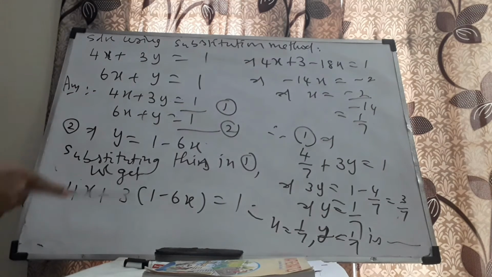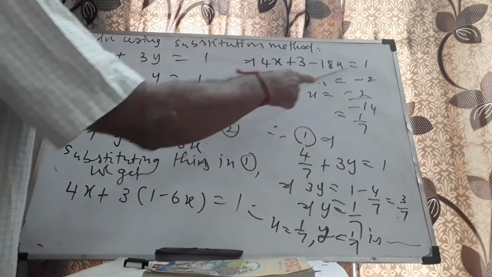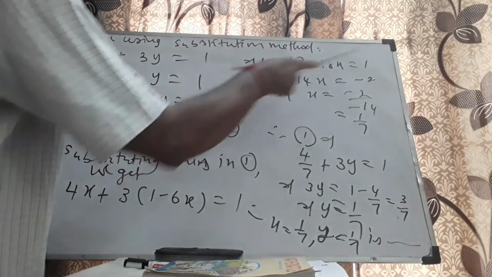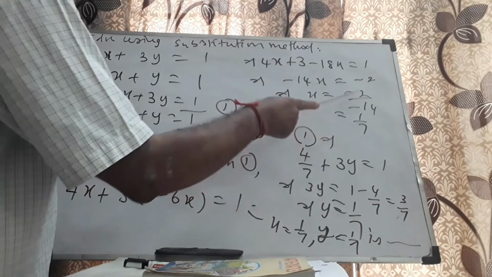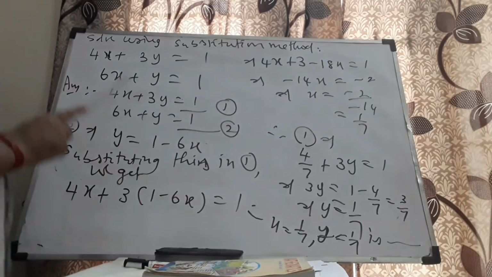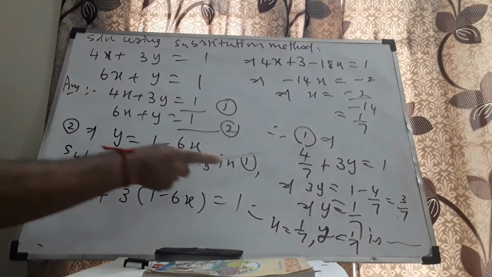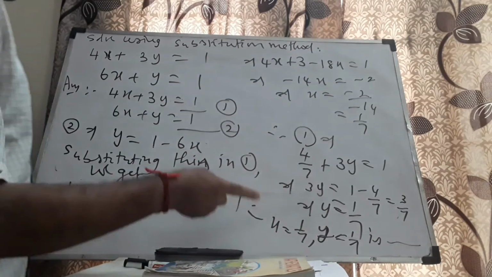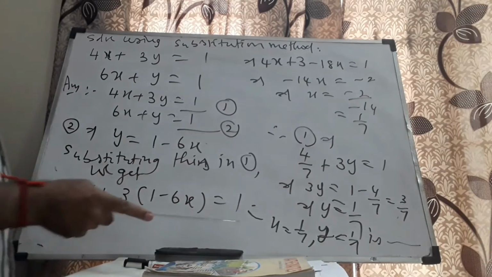Okay. Now 4x plus 3 into 1 minus 6x equal to 1. Now 4x plus 3 minus 18x equal to 1. 4x minus 18x equal to minus 14x equal to 1 minus 3, which is minus 2. x becomes minus 2 by minus 14, which is 1 by 7. Now substitute in 1, I will get 4 by 7 plus 3y is equal to 1. 3y is equal to 1 minus 4 by 7 equal to 3 by 7. 3 gets cancelled. y is equal to 1 by 7.